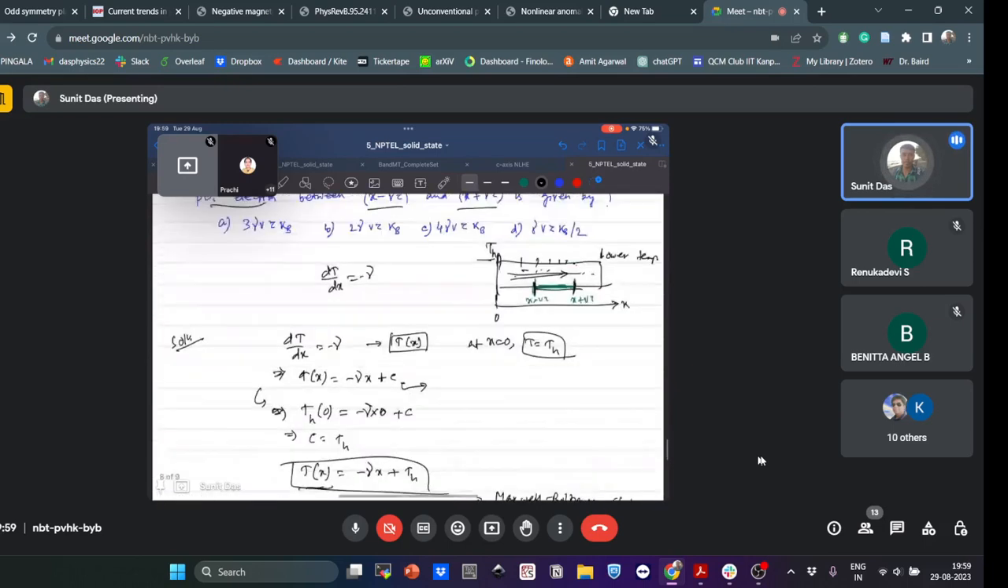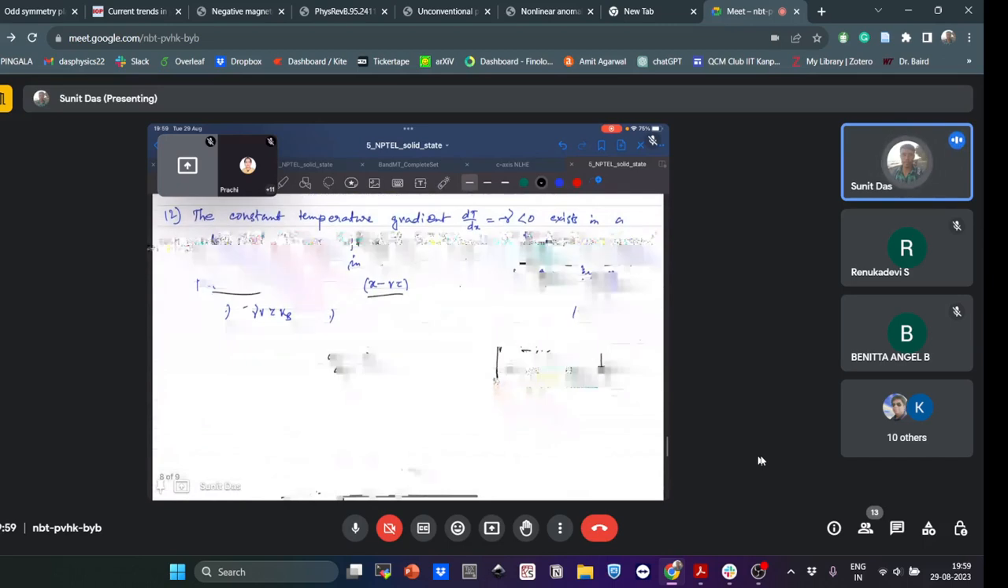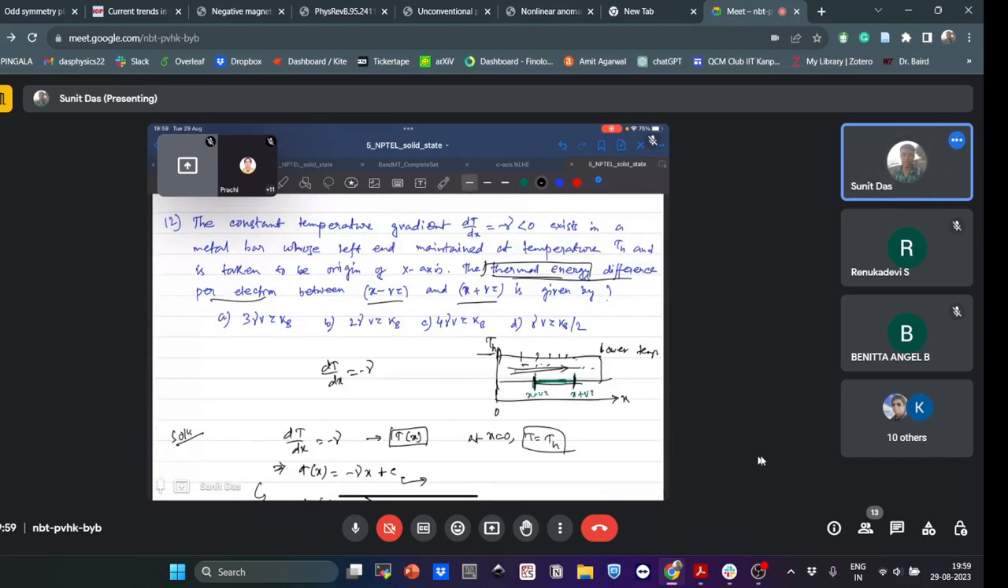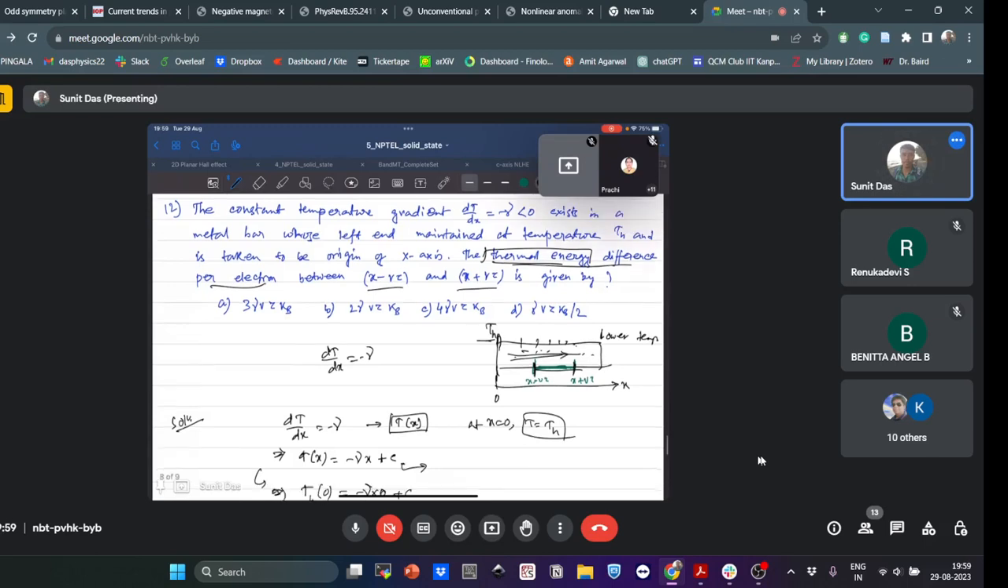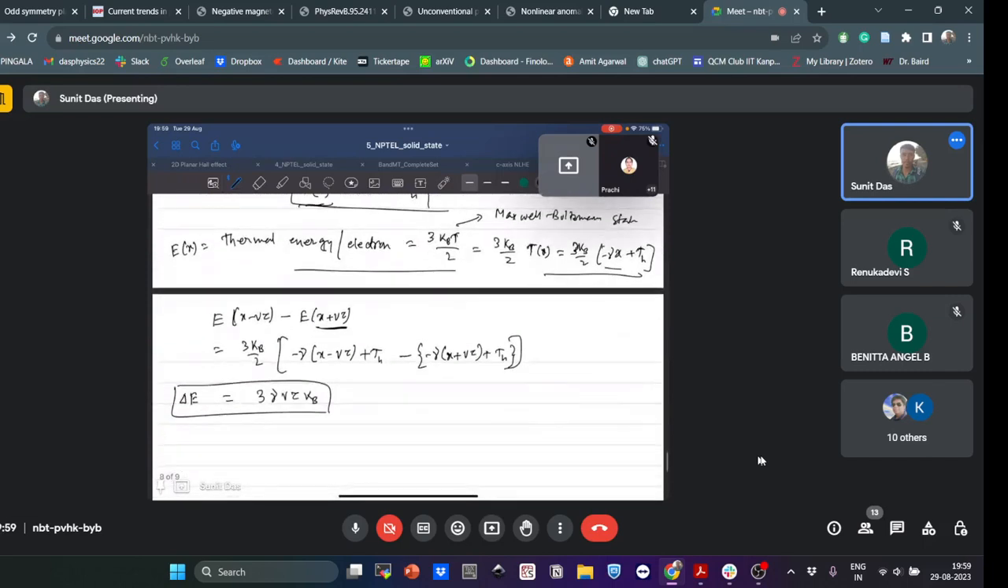Okay, so this was your last problem. Let me know if you understand the concept of this problem or not. If there are no questions, then we'll end here.